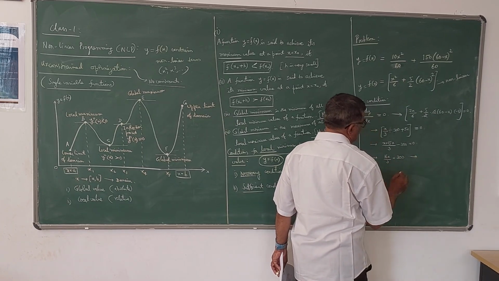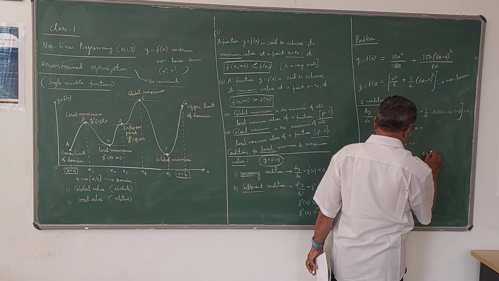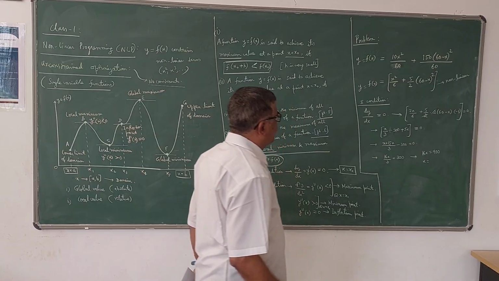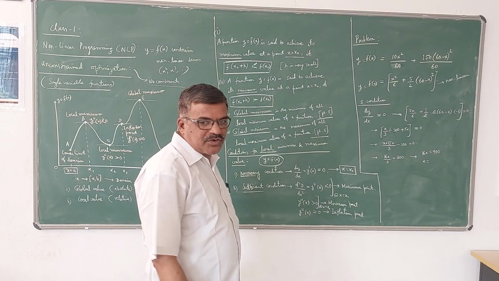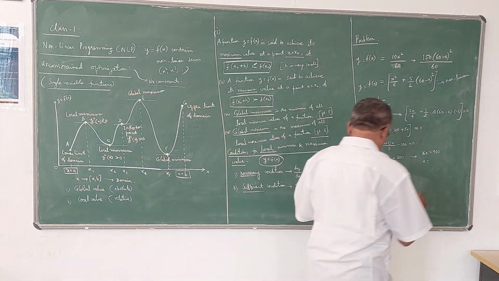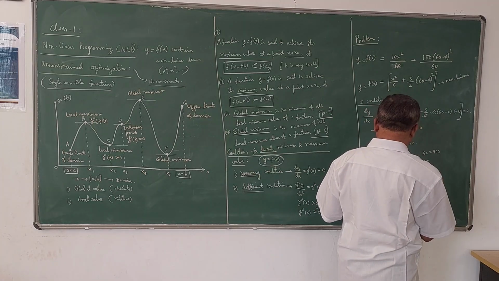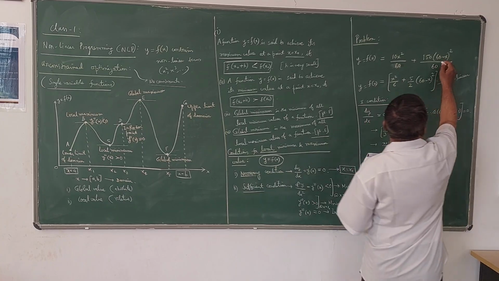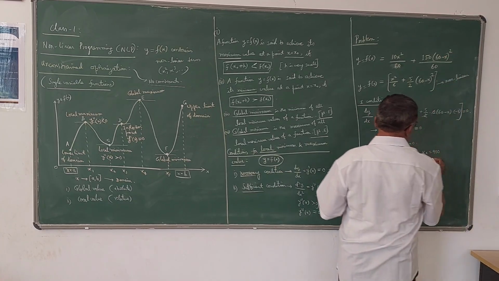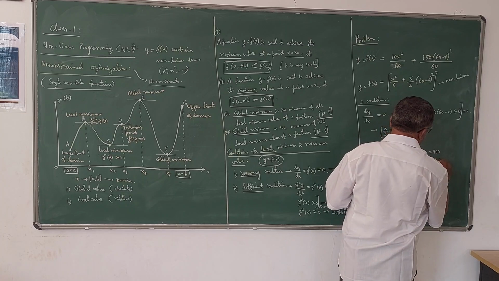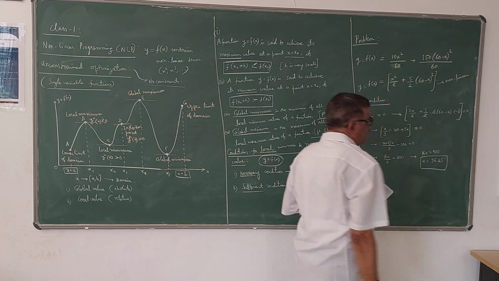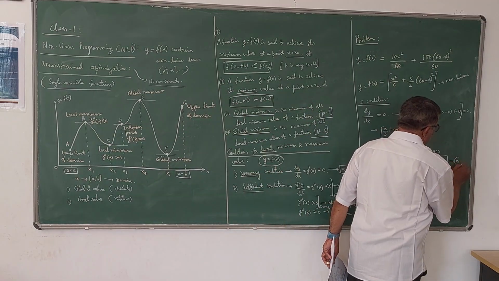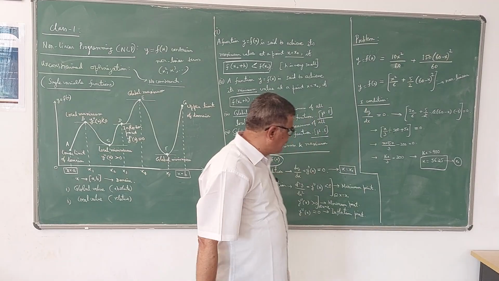Or x is equal to how much? So 16x is equal to 900. So what is x? 900 by 16 is 56.25. This is the value of x. So that is the first condition we have to apply.